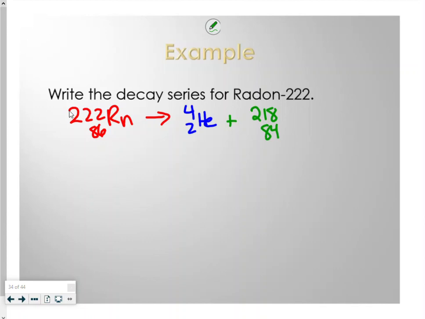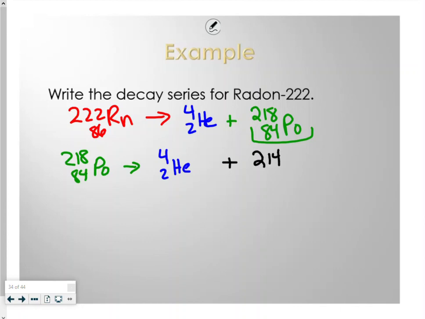84 happens to be which element? Polonium, right? Now, polonium, being the daughter element, is going to start the next series. So it's going to come over and drop down and become the parent of the next line. Now, if we're still following our rules here, are we going to undergo alpha or beta? We're going to undergo alpha because we're still above 83. So for 2 helium, what are we going to get out of this one? 214 and 82, which happens to be lead.